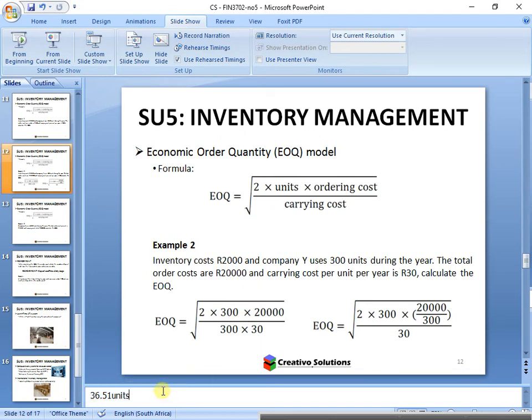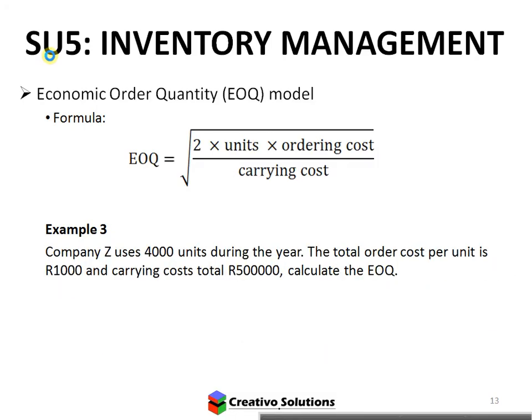But you do get more sophisticated EOQ models where they actually take time value of money into account. But that's not something that we need to look at. Is that alright? You guys got the answer? 37 units for this one. What about the next one? How about this one? Example 3. What is the EOQ?